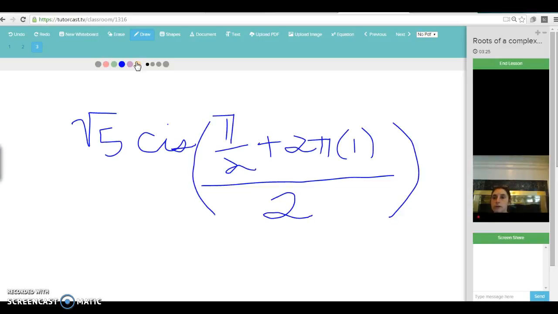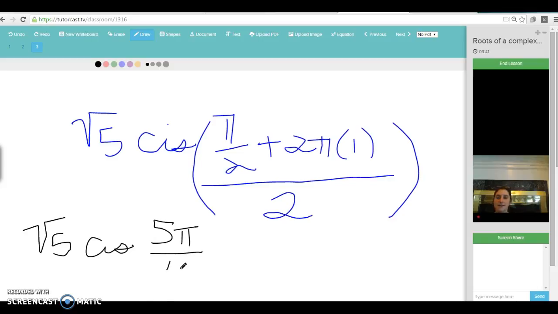And my result is going to be, I'm going to write it down here, root 5 cis, let's see, pi over 2 plus 2 pi is 5 pi over 2, divided by 2 is going to give me 5 pi over 4. So that's my second of the 2 square roots. Hope that helps.